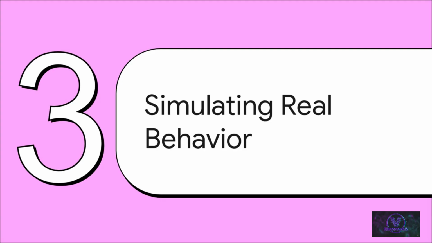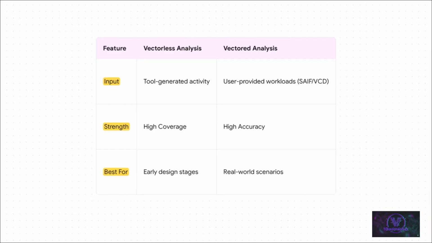Okay, so let's see how all this detailed modeling comes together in a full-blown simulation. In section 3, we're going to look at how engineers simulate a chip's real behavior, all before a single piece of silicon is ever made. You've basically got two main flavors of this simulation.